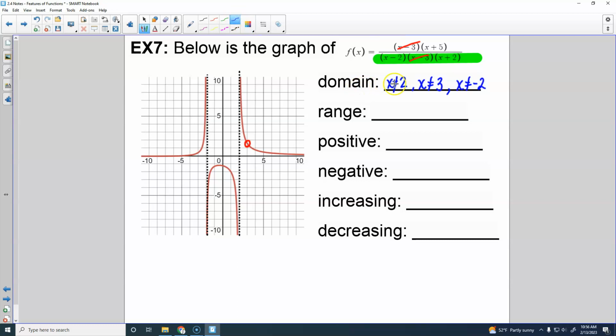If this is given in interval form, you would have negative infinity up to negative 2. We need to put them in order. Negative 2 up to positive 2, 2 to 3, and 3 to infinity. I do not prefer that notation, but sometimes it's what you see.